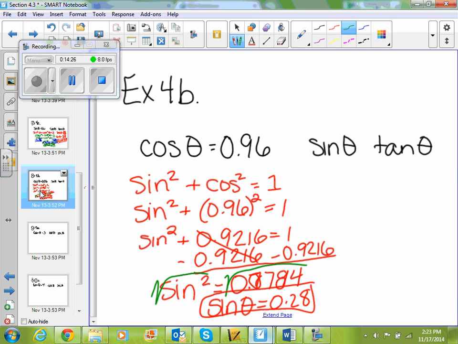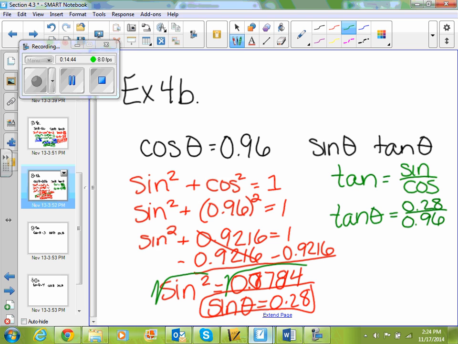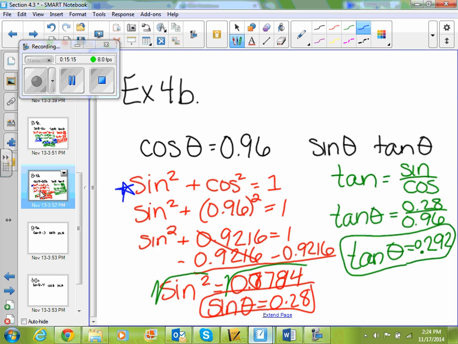Second thing I had to find was my tangent. And I know that tangent is equal to sine over cosine. And I now know my sine and I now know my cosine. So I know tangent is equal to 0.28 divided by 0.96. And so what does that become? So like 0.292 if I round it. Okay, so 0.292. We'll use this trig identity a lot. It's probably like the most common trig identity used.